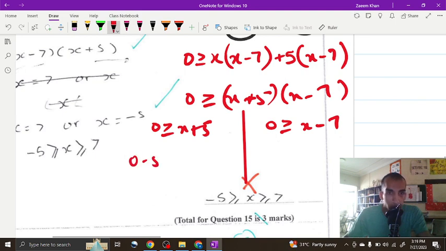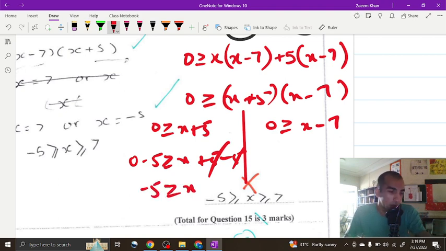Subtraction. So we're going to subtract 5 on both sides: x plus 5 minus 5. The 5 and 5 get cut out. 0 minus 5 is negative 5. So negative 5 is greater than or equal to x, or in other words, x is less than or equal to negative 5. Does this make sense?